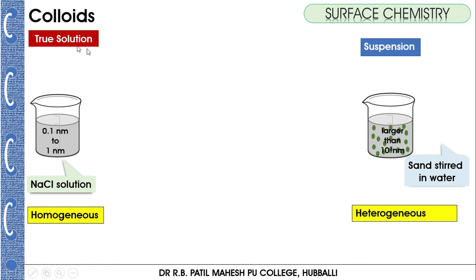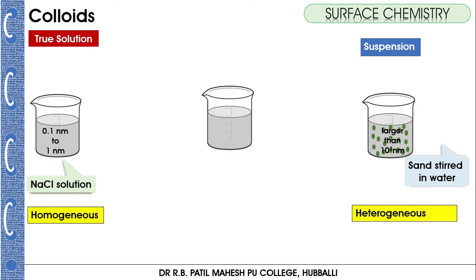Students, in the case of true solutions, particle size is between 0.1 nanometer to 1 nanometer, whereas in the case of suspension it is greater than 10^3 nanometer. So now there exists one system in between that of true solution and suspension, where size is in between 1 nanometer to 10^3 nanometer, and that system is called a colloidal system. How to get that? Let us understand that with the help of an example.